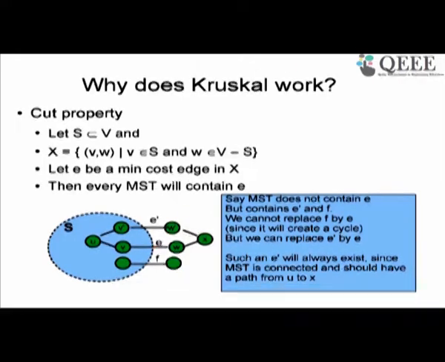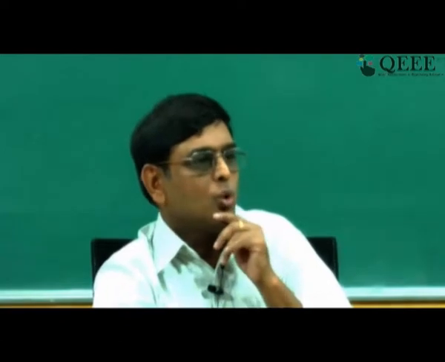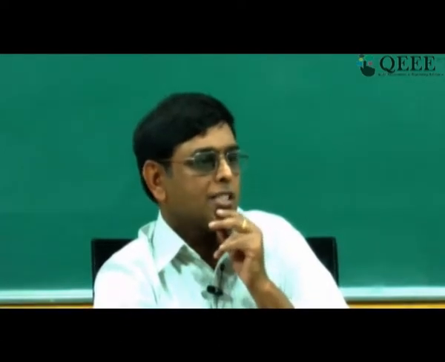Because E lies in every MST, therefore Kruskal's algorithm will work. Because what is Kruskal's algorithm doing? At any given point in time it has collected a set of edges. Out of the edges that have not been collected so far, it is taking that edge with the least cost. So it's picking E, and we know that E belongs to every MST. Therefore Kruskal will actually build an MST. Okay, that's all I wanted to do in today's class.